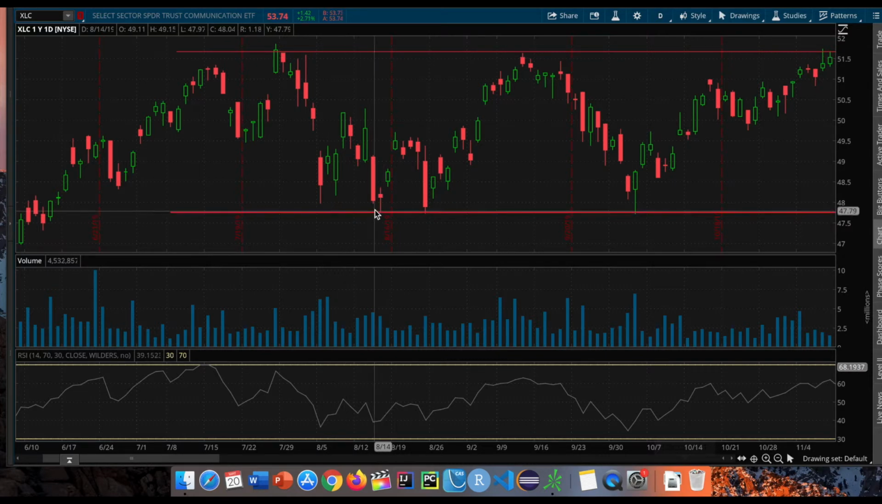As you can see here, we do see support around the 47.76 price level, and it has actually been tested multiple times, as you can see on August 15th, August 23rd, and October 3rd.